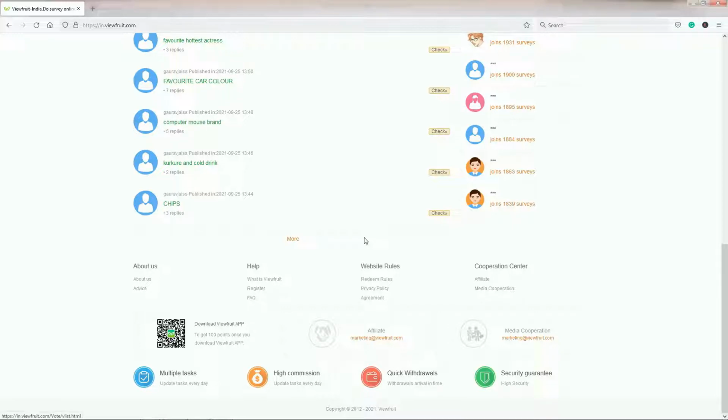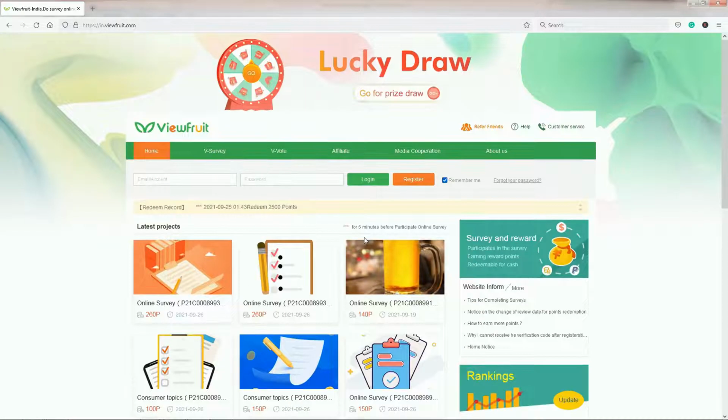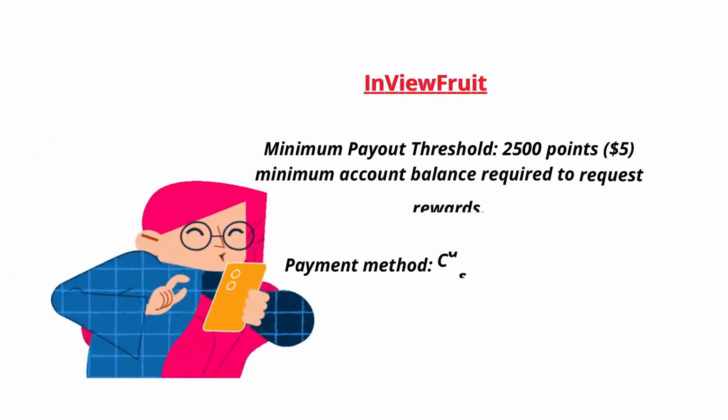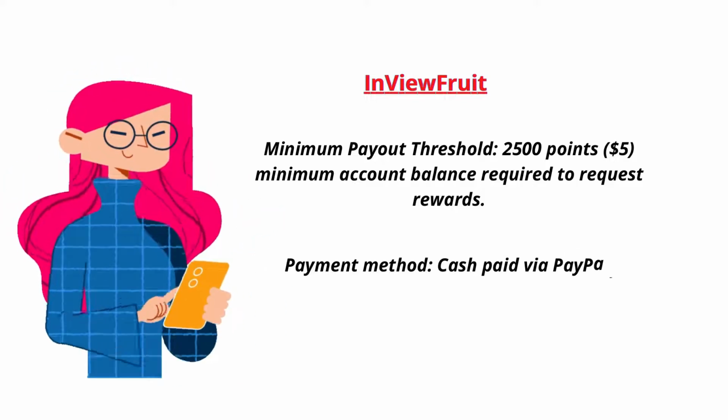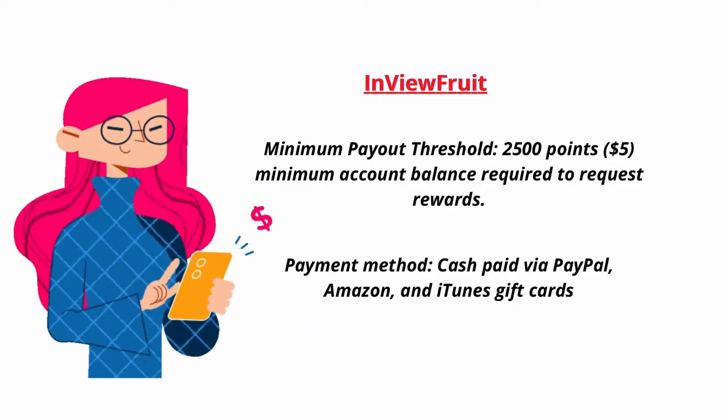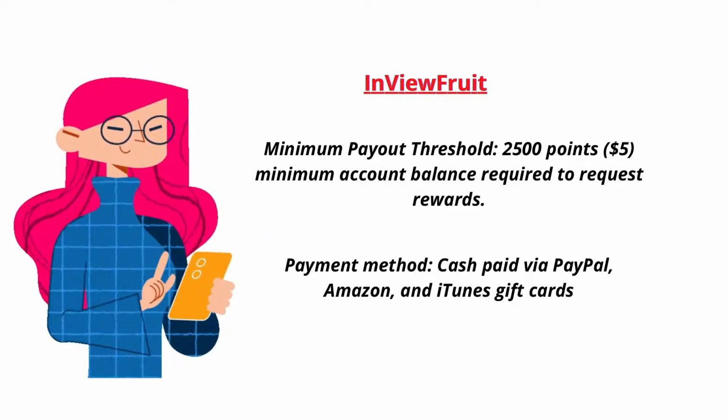Although members are currently being recruited from the United Kingdom, Australia, Canada, Malaysia, the United States, New Zealand, Vietnam, Hong Kong, Japan, India, Indonesia, the Philippines, China, South Korea, Taiwan, Thailand, and Singapore, the survey panel is primarily focused on Asia. Minimum payout threshold: 2,500 points, $5, minimum account balance required to request rewards. Payment method: cash paid via PayPal, Amazon, and iTunes gift cards.